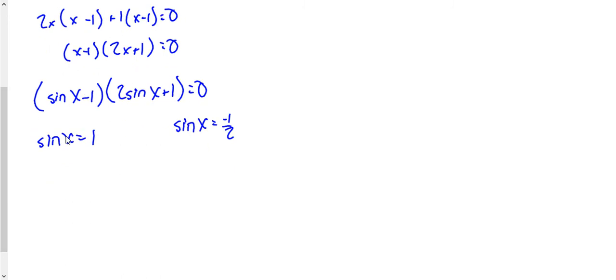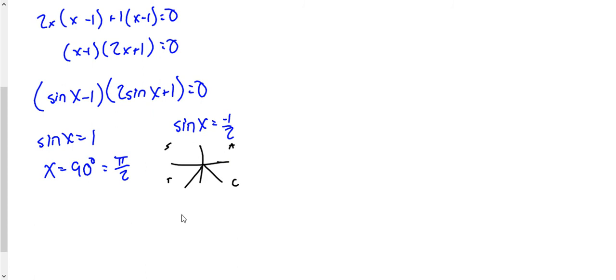So sine x is only equal to 1 in one position on our unit circle. That's at x equals 90 degrees. So therefore, this is the same thing as saying pi over 2. Here, sine x is equal to negative 1 half. This happens in two positions on our Cartesian plane, so CAST. We're looking for two positions where sine is negative. That's in quadrant 3 and quadrant 4.